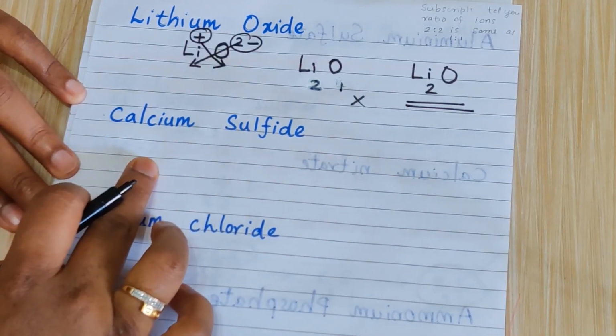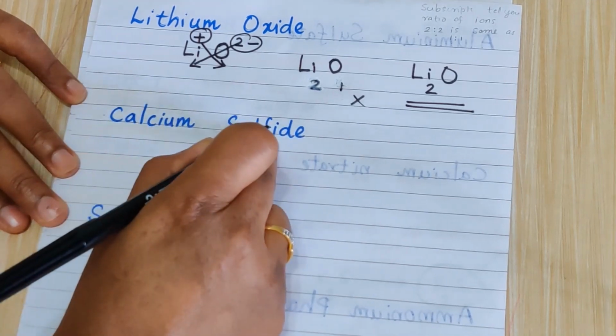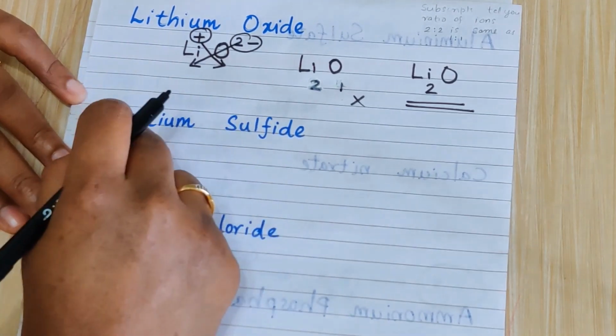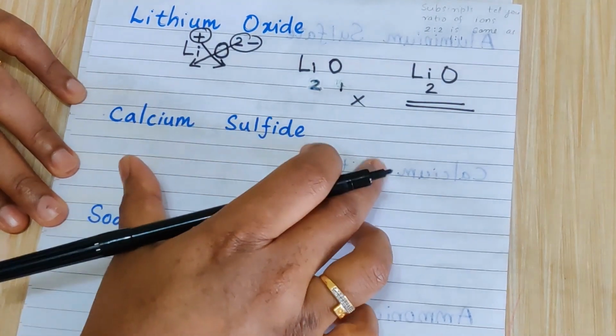Then we have to check another example, calcium sulfide. Calcium is a cation, sulfide is an anion. So that is the rule: we have to write the cation first, then the anion. So calcium, what is the symbol? First we have to write the symbol.